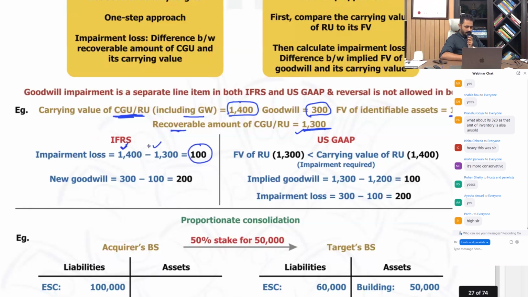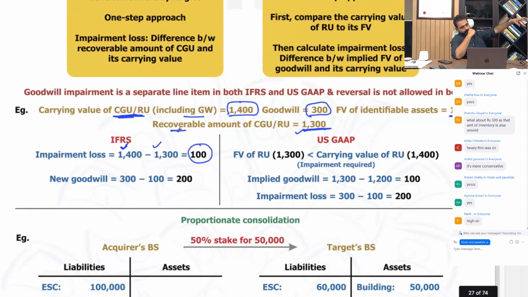So IFRS has a very logical, structured way. My business is worth 1400 in my books. If I sell the business, I get 1300, so 100 of loss. And that loss, obviously, I'm going to charge to my goodwill. So therefore, I will reduce goodwill by 100. So my goodwill now becomes 200. Okay. So IFRS is straightforward.